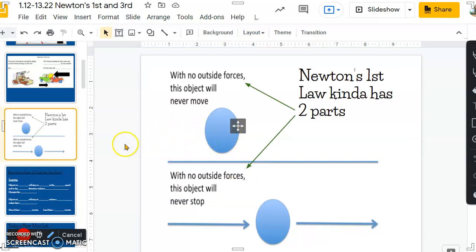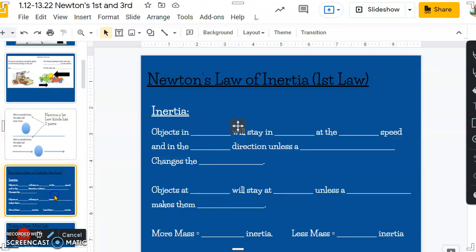So really, Newton's law pretty much has two parts. One is about an object never moving because there's no outside force. So it's just sitting there. Nothing's happened. But then we also have another one where there are no forces acting on this object. This object here is in motion, and it will never, ever stop.